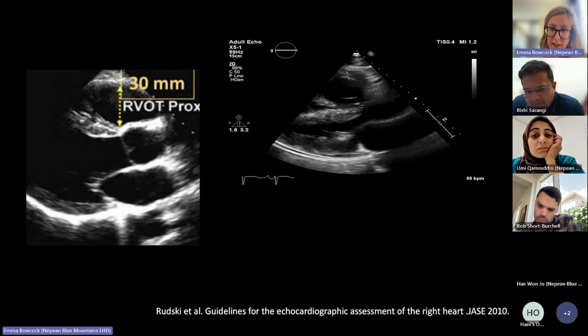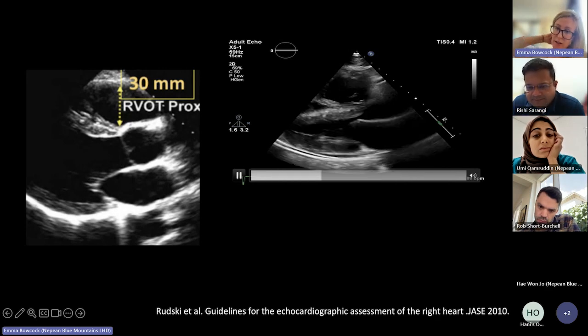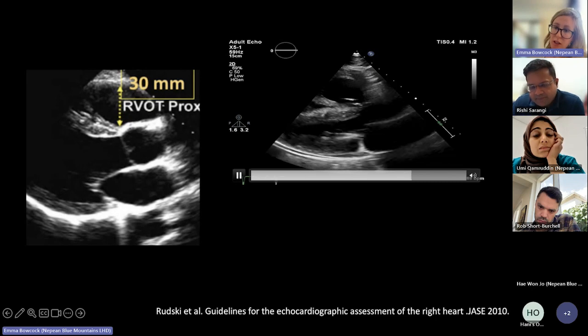Yeah, it's dilated, and you wouldn't normally do your measurements for RV wall thickness here, but you can get the impression that it looks thickened. And what do you think of this structure here? What's this?